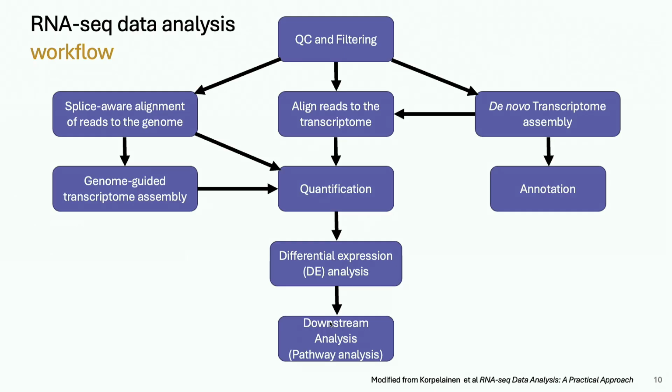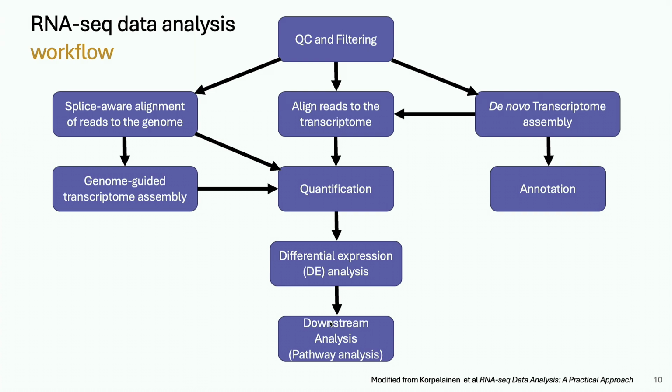We can do FastQC, the QC part of it, and filtering that we already talked a little bit about. But now you have multiple options when we talk about alignment, right? It depends on how much information you have about your genome. If you have a genome reference, you have the option of mapping directly to the genome. That would be the first option here. If you don't have a genome but you have the transcriptome, you can map directly to the transcriptome.